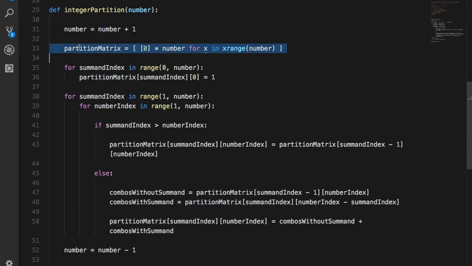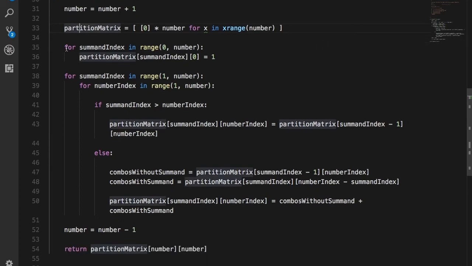The next part is we need to create the partition matrix. So this line over here, partition matrix is equal to 0 times number for x in range of number, is Python's way of creating a 2D array that we can use as a matrix. Creating a partition matrix is important because we want to solve it using dynamic programming. The line mentioned below creates the partition matrix that is number by number in width and height. So if you write 5 in place of number, you create something that is 5 by 5. The next part is, now that we have solved an example, you would have realized that the first column of the partition matrix is always 1.